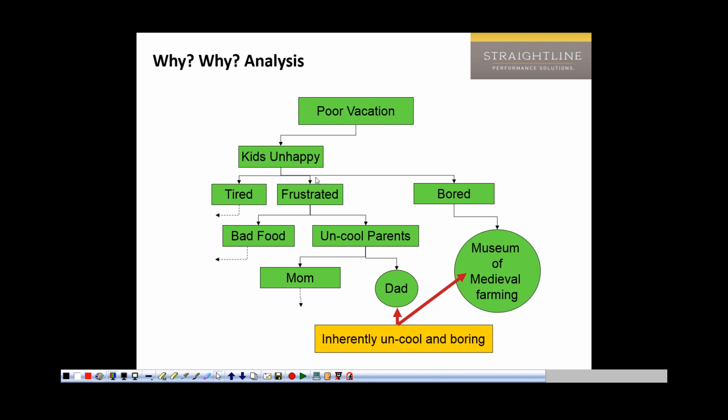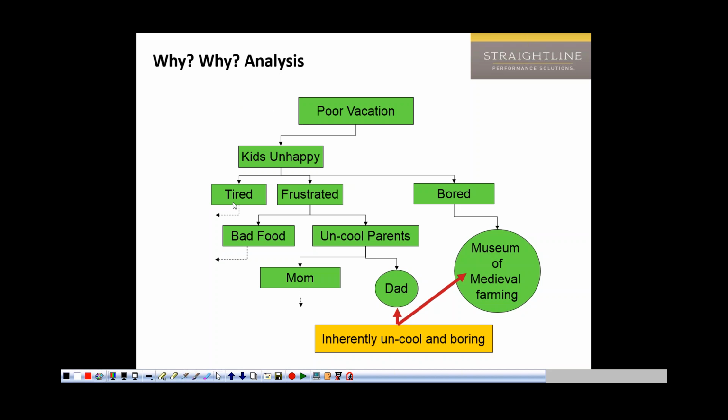How about this one? Why are they frustrated? Because we had bad food, or because they have uncool parents. Why do they have uncool parents? Well, there's mom and there's dad, and you're not going to get anything beyond that one. Dad is just inherently uncool and boring, which is why he forced us to go to the Museum of Medieval Farming. Anyway, the point is, at some point, you can usually go up and find some things that are actionable.